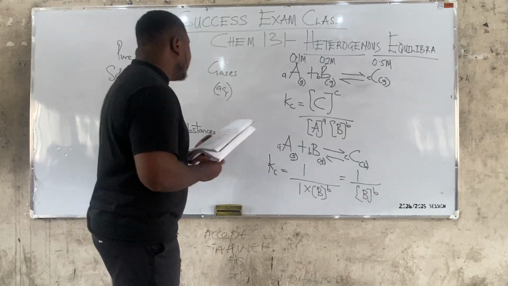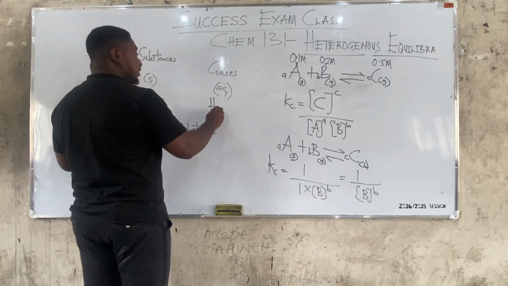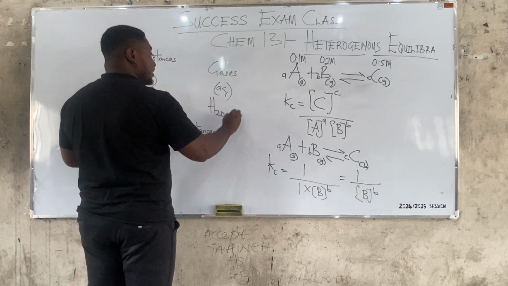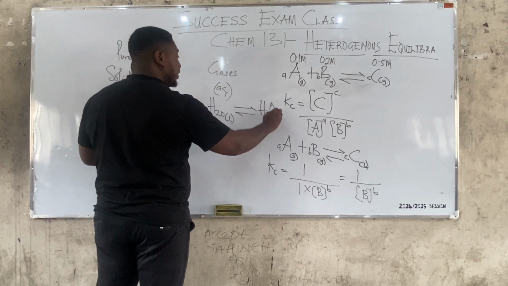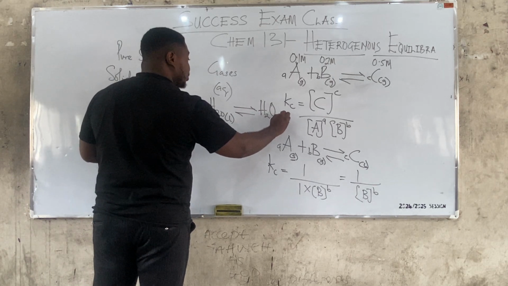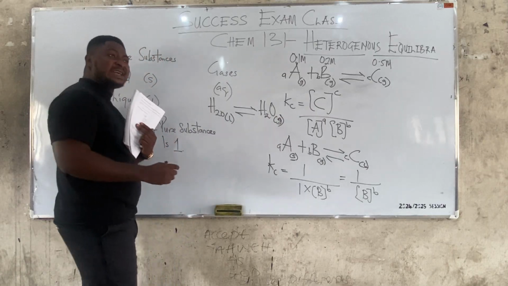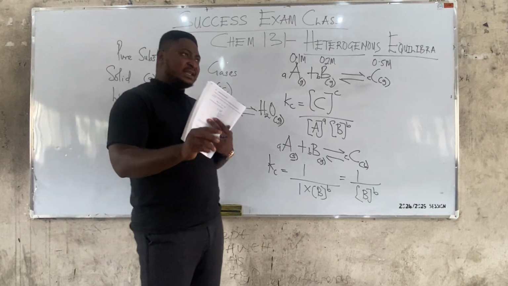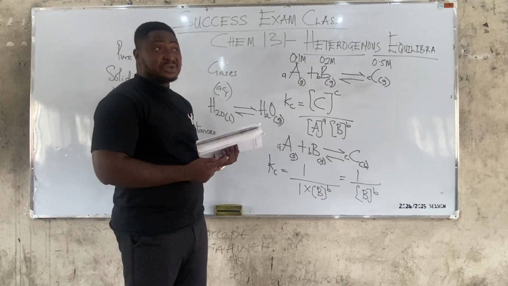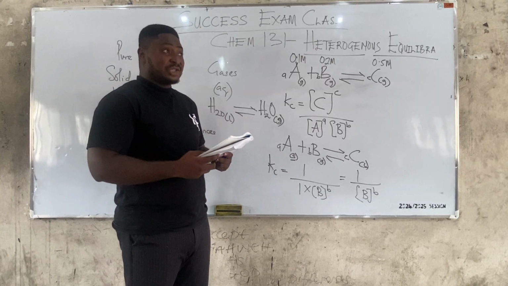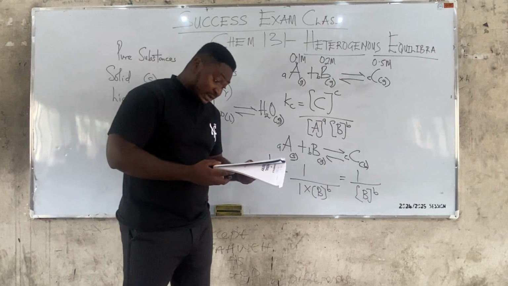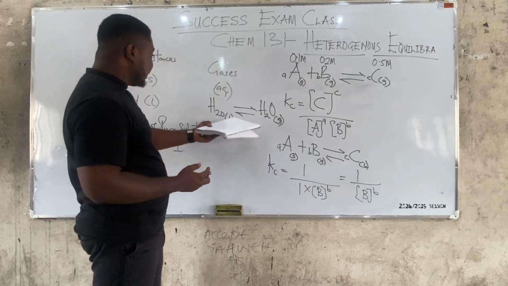So class, we could even be given this. Class, you know water can exist in both liquid and gas, right? The reaction that involves water moving from liquid to gas is a very good example of heterogeneous equilibrium. Class, you could even be asked in the exam, if they give you a set of reactions, to tick which of the following reactions is heterogeneous. Or you can write down an example of a heterogeneous equilibrium reaction. This is an example of heterogeneous equilibrium.